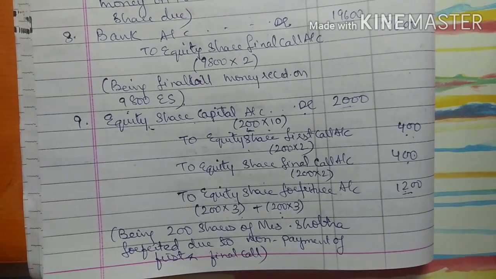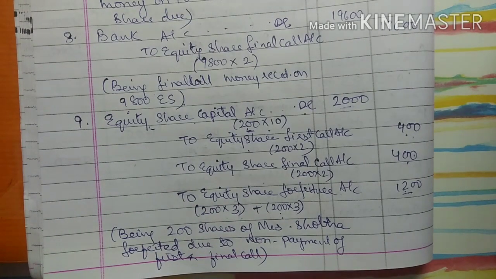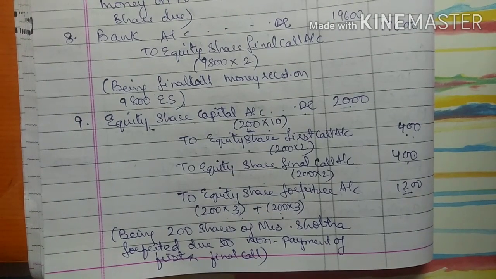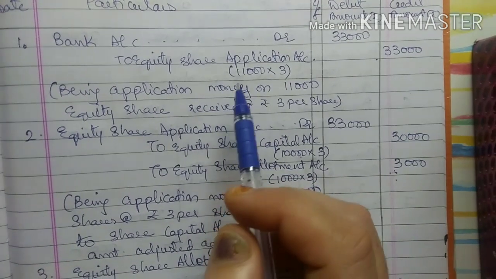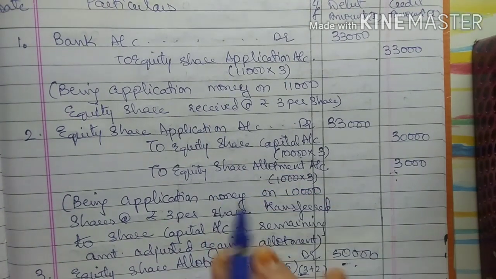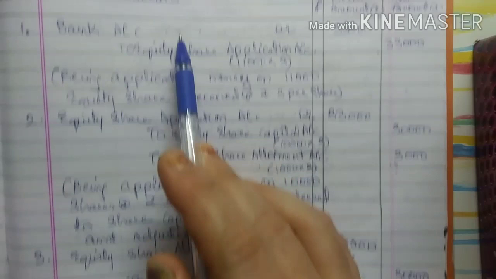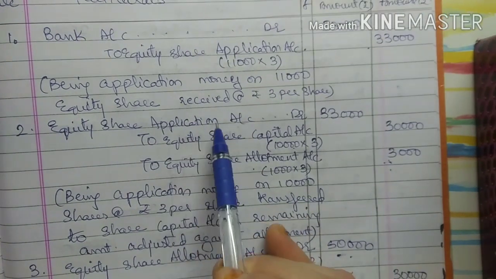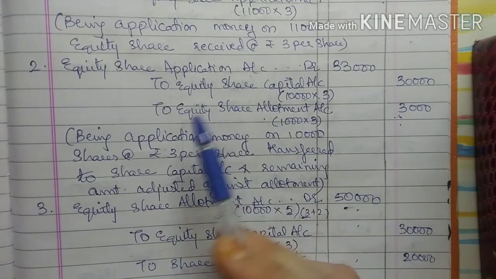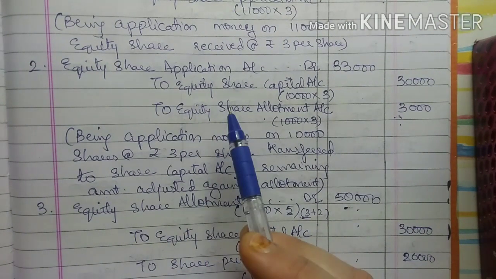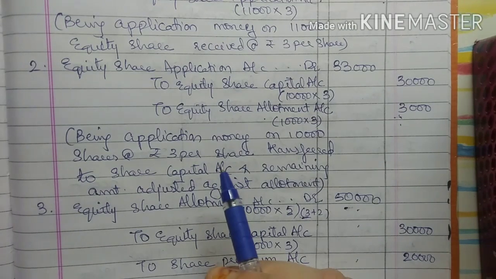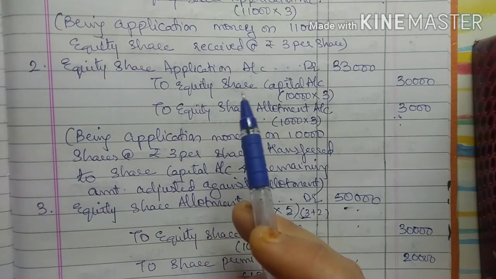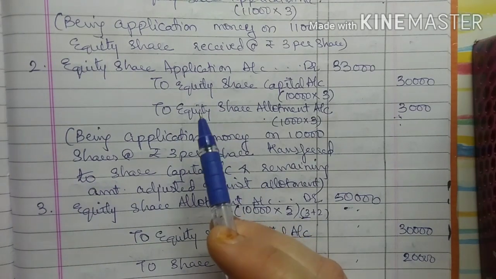Now they have also asked you for the presentation in balance sheet. So we will prepare a balance sheet. Now for the balance sheet, first we will go through the journal entries. See, one account will be bank account, right? Then equity application account is closed, right? All these stages, that is application, allotment, as well as first call, final call, will be closed, right, क्योंकि हर स्टेज पे दो एंट्री होती है, एक में डेबिट होता है, एक में क्रेडिट होता है.